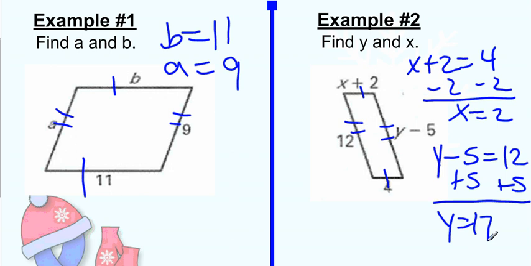Okay, if you have any questions about the sides, please let me know in class, and we can talk that through. One thing to remember about sides, the only thing you can do with them is set them equal. Okay, we'll talk about the angles in a second, but again, sides, all you can do is set them equal.